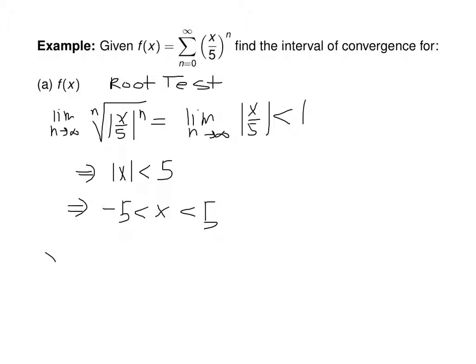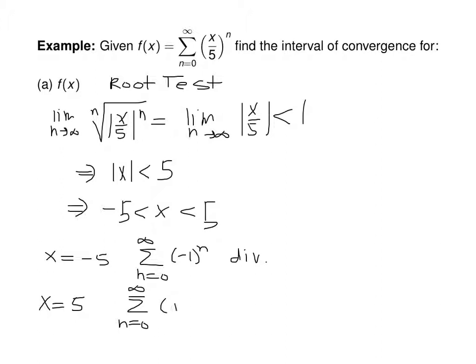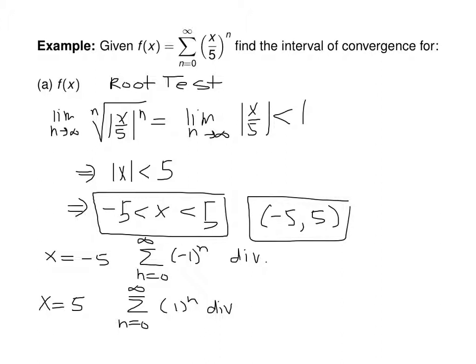And at x equals negative 5, we get the sum from n equals 0 to infinity, negative 1 to the n, which diverges. And at x equals 5, we get the sum from n equals 0 to infinity, 1 to the n, which also diverges. So the interval of convergence for this particular series is negative 5 to 5. And the radius of convergence is 5.